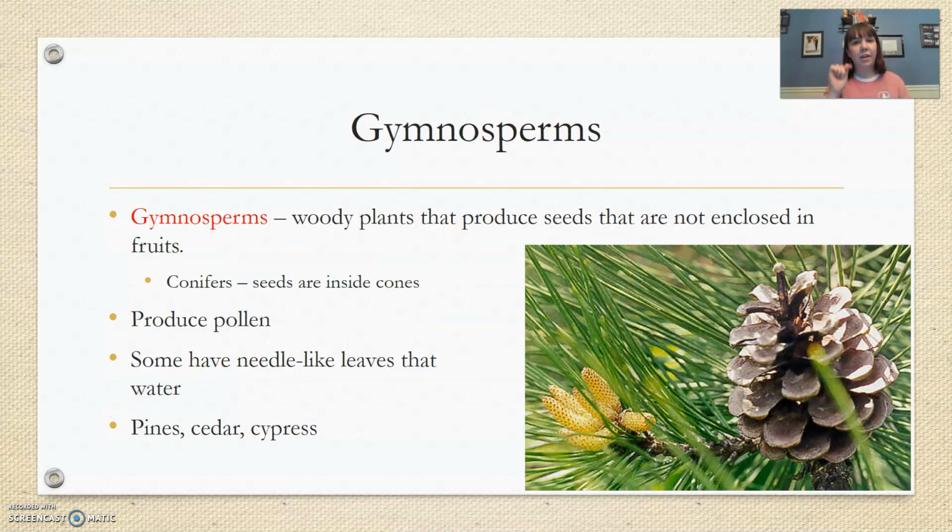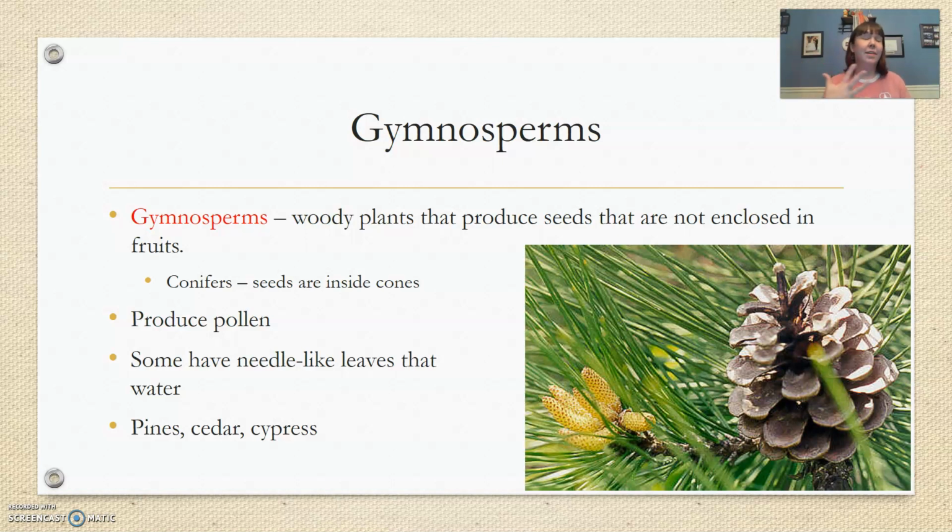Then next on the scale of complexity are our gymnosperms. Gymnosperms are woody plants, so now you are getting bigger things like trees. Pine is a gymnosperm, fir. They produce seeds, but the seeds are not enclosed in fruits. They're more naked and exposed. So with these conifers, you have the seeds inside the cone. When the cone opens up, the seeds are dispersed either by the wind or by animals transferring them from one place to another. And to fertilize those seeds, they produce pollen.